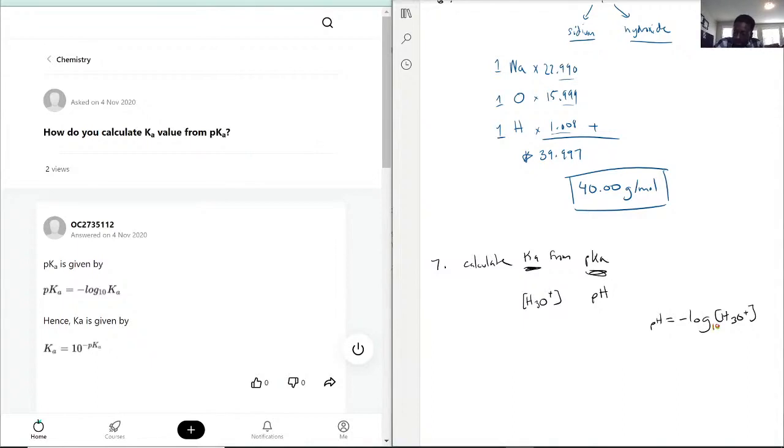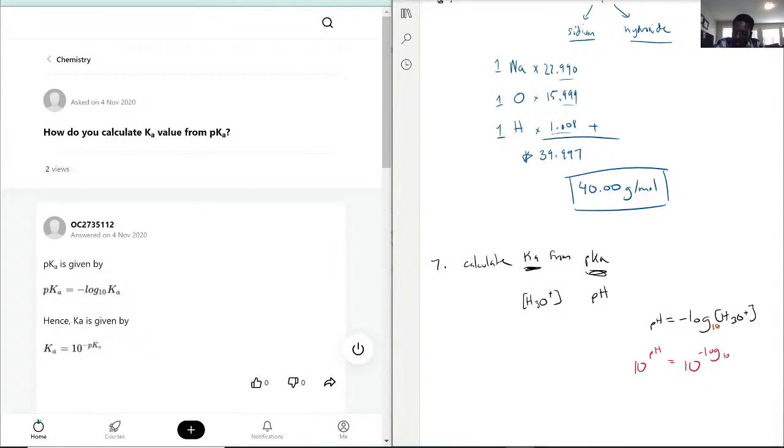Okay, and now to be able to convert it out, you want to isolate for the H3O part. So for the concentration of H3O, what you have to do is raise to the power of 10. Okay, so it would be 10 to the power of pH is equal to 10 to the power of negative log. Let me just make sure I'm doing this right. Negative log.